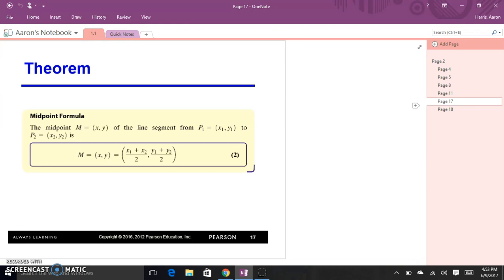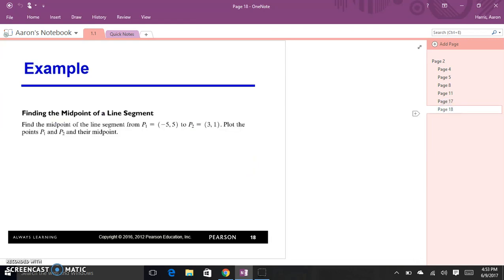That brings us to the midpoint formula. This is used to find the coordinate that is smack dab right between 2 points. So for instance, if you've got -5, 5 right here.